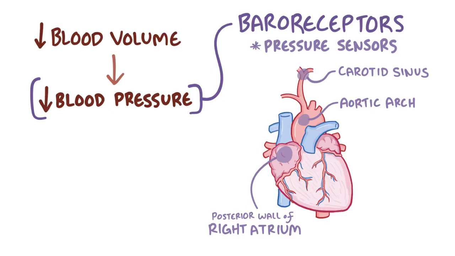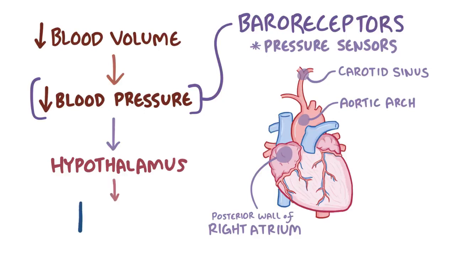These baroreceptors detect tiny changes in how stretched out those walls are. So if blood volume decreases and there's less stretch on those walls, the baroreceptors change their rate of firing a signal up to the hypothalamus. The hypothalamus senses the change and starts making more antidiuretic hormone. So ultimately, both an increase in osmolarity and a decrease in pressure leads to more ADH.